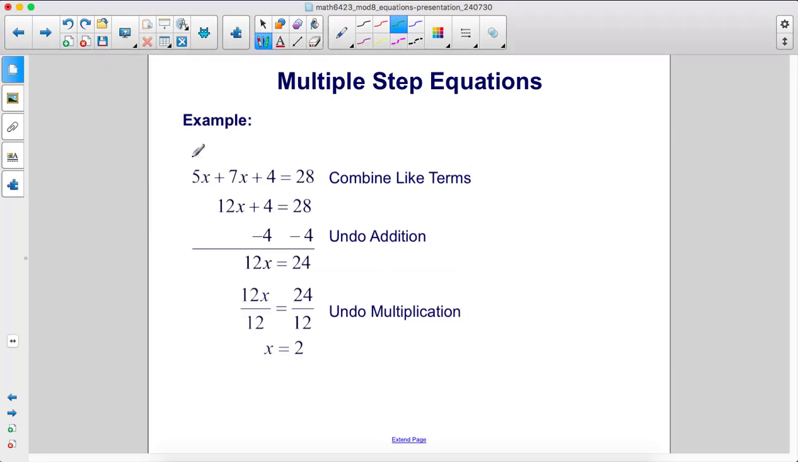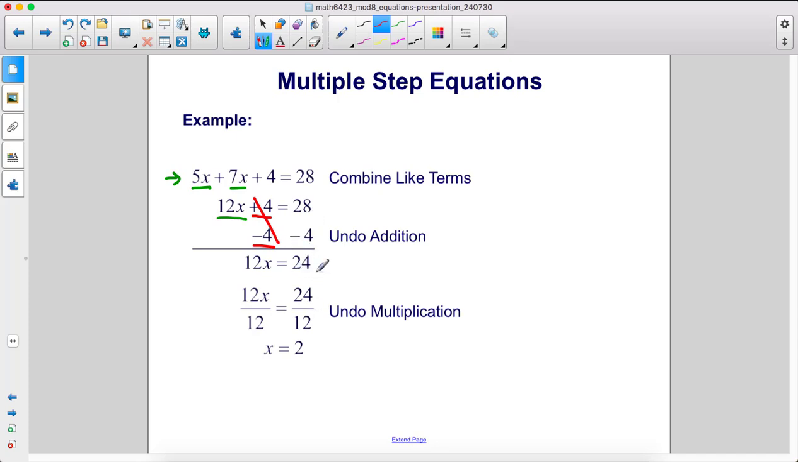Here's an example. We start here. Now you can see that there are some like terms. 5x plus 7x is 12x. So these combine here. Then we have 12x. We want to get x by itself, so we have to subtract this plus 4. So we subtract 4 from both sides, so it cancels out on this side.